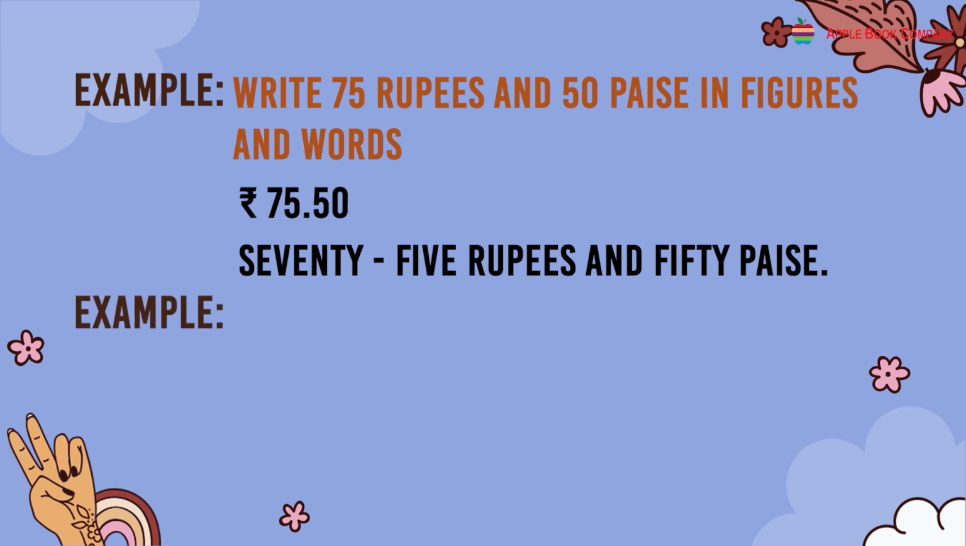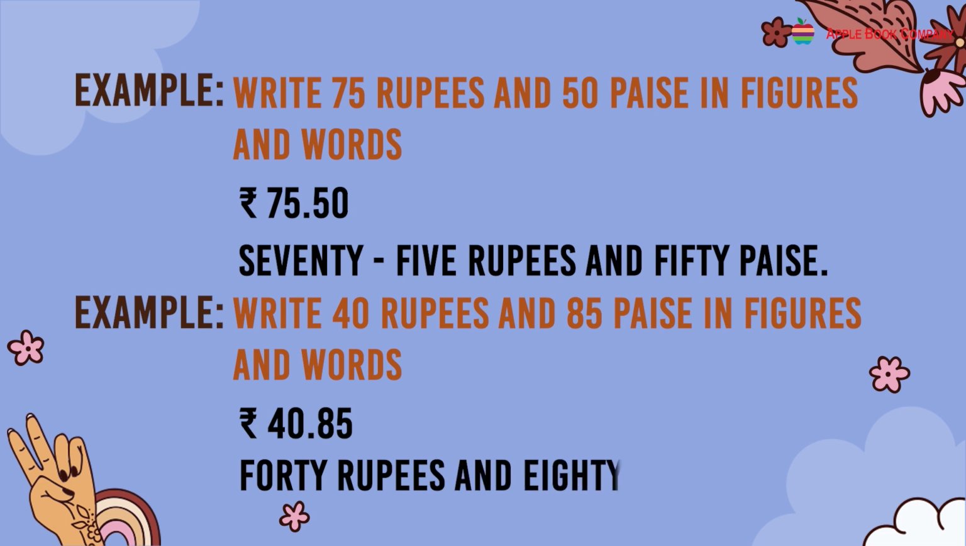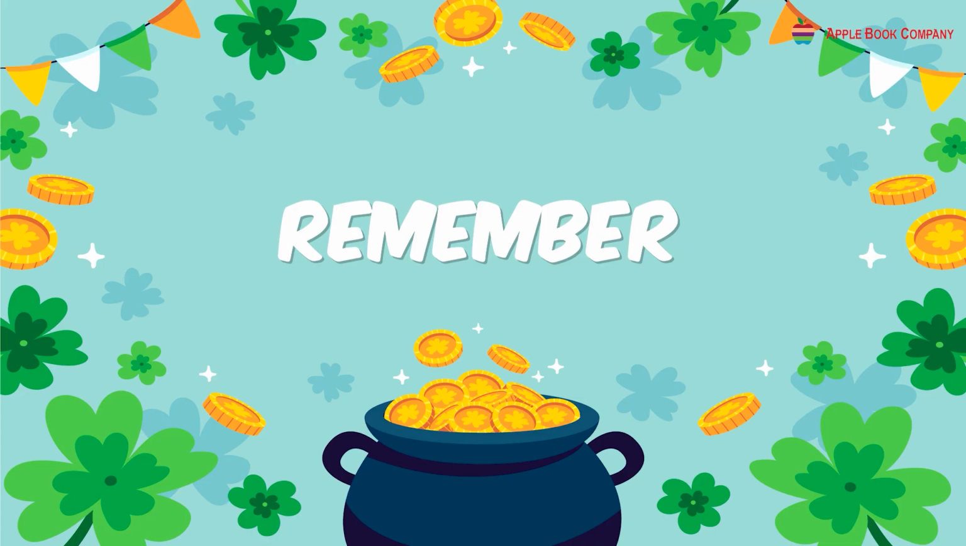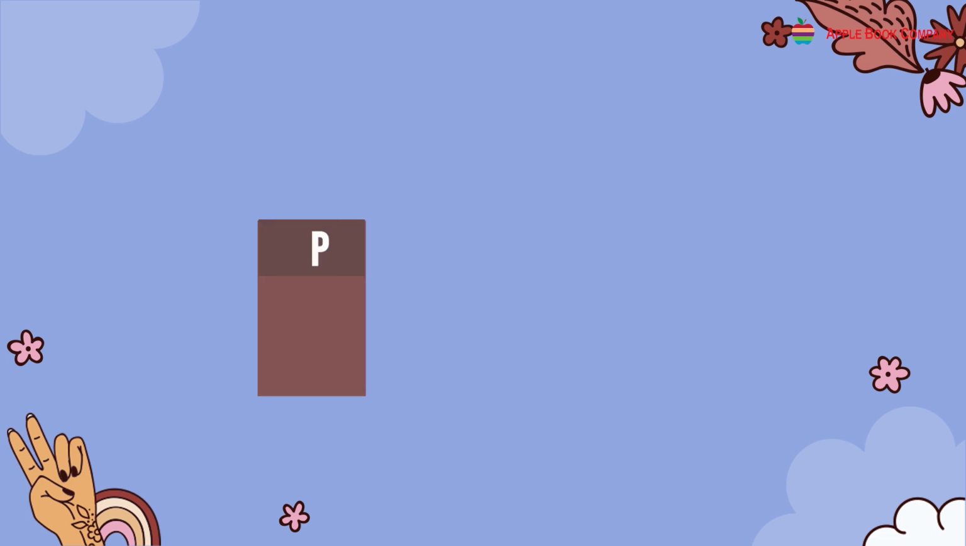For example, 40 rupees and 85 paise in figures and words. In figures, it is 40.85. In words, 40 rupees and 85 paise. Remember, rupees and paise are separated by a dot. Paise is always written as a two-digit number. Thus, we write 7 paise as 07 paise, 8 paise as 08 paise, and so on.